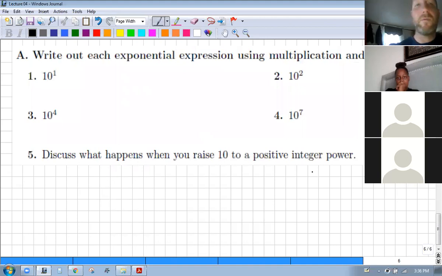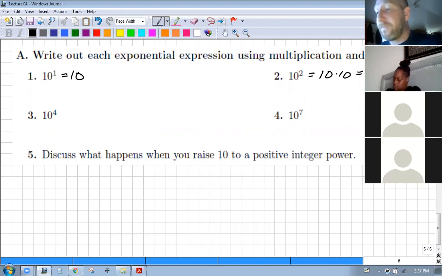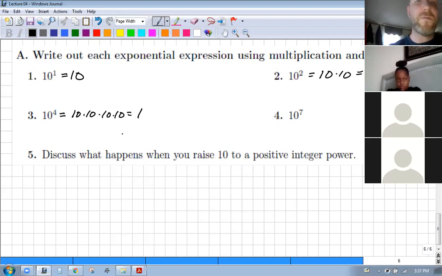All right, so 10 to the 1st power. Anything to the 1st power is just that number. This is just 10. 10 squared is 10 times 10, or 100. There's a reason why they call it squared and cubed, because squared represents an area, cubed represents a volume. After that, it's just to the 4th power, 5th power, and so on. 10 to the 4th, 10 times 10 times 10 times 10. So that's a 1 followed by how many zeros? 4. Yeah, 1, 2, 3, 4.